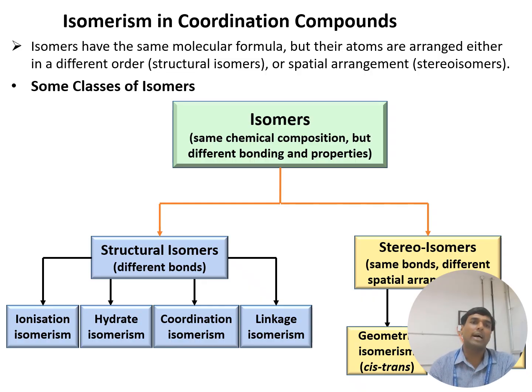Let's talk about isomerism in coordination compounds. Similar to organic compounds, the same formula can be arranged in different ways, so you can have isomers. These isomers can have different bonding and different properties. For example, structural isomers include ionization isomers, hydrate isomers, coordination isomers, and linkage isomers. Then there are stereoisomers, with different three-dimensional arrangements: geometrical isomers or optical isomers.